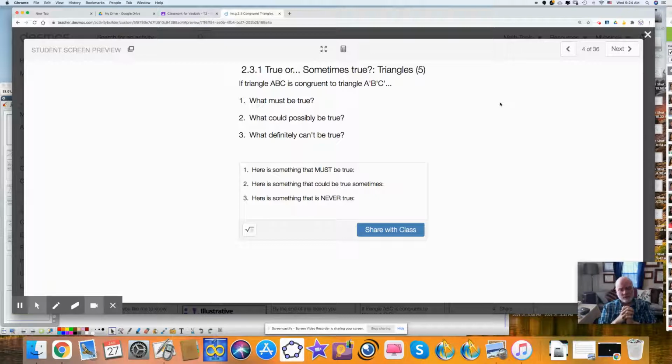What could possibly be true? One of the angles could be a right angle, right triangle. One could be obtuse. Two of the angles could be congruent, or two of the sides, it could be isosceles. Or maybe none of the sides are congruent, and it would be a scalene triangle. Those are possible. Things that definitely could not be true: you could not have angle A not be congruent to angle A prime. You could not have triangle ABC be a circle. If it's a circle, then it's not a triangle. So those are some things that are not true.